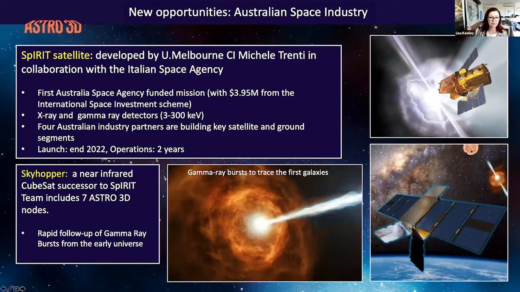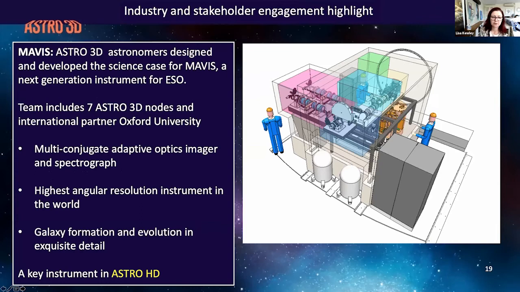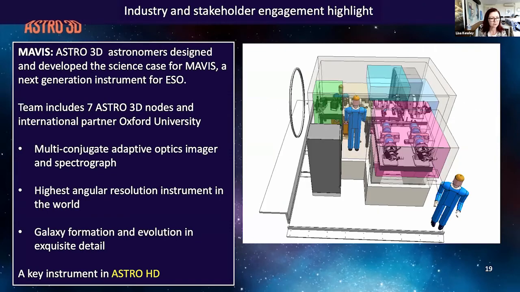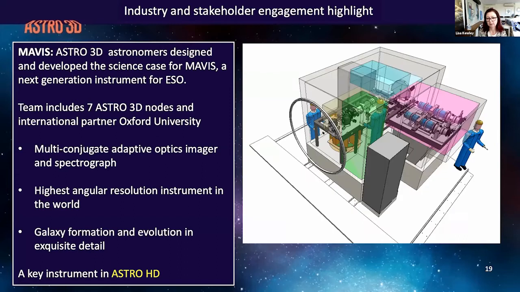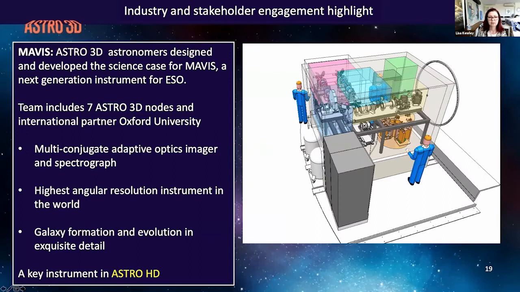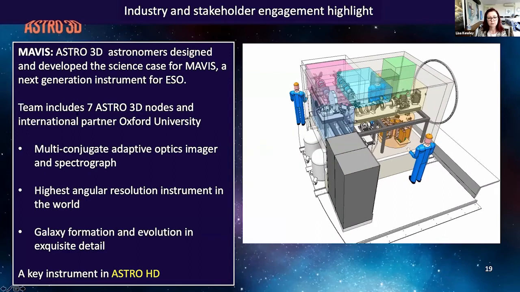We also have many ASTRO 3D astronomers who are designing and developing the science case for MAVIS. The science lead is Richard McDermott at Macquarie University, and the team includes 7 ASTRO 3D nodes, as well as our international partner Oxford University. This is going to be a multi-conjugate adaptive optics imager and spectrograph for the VLT, and a key instrument in our next centre proposal, ASTRO HD.